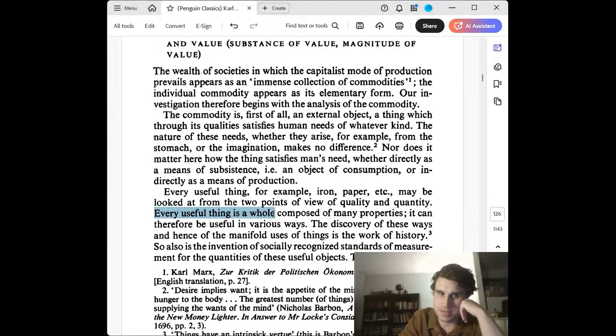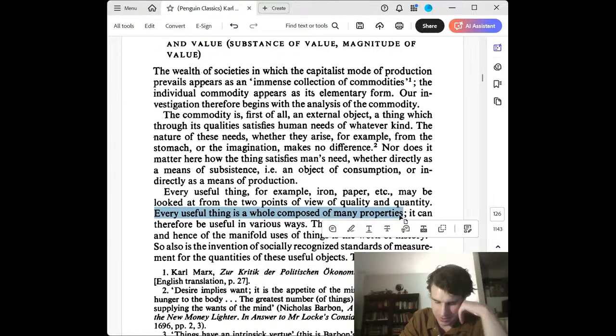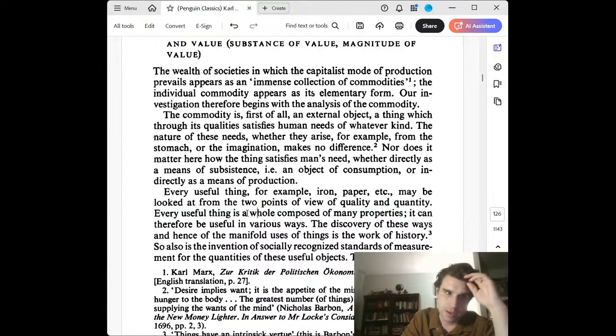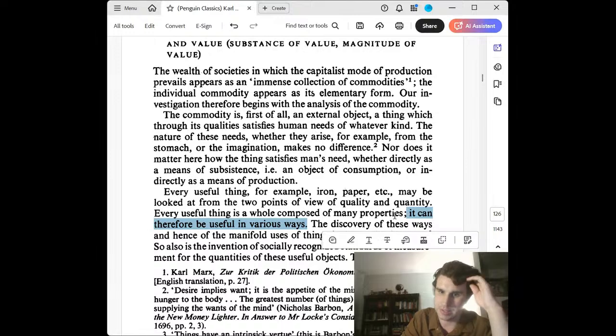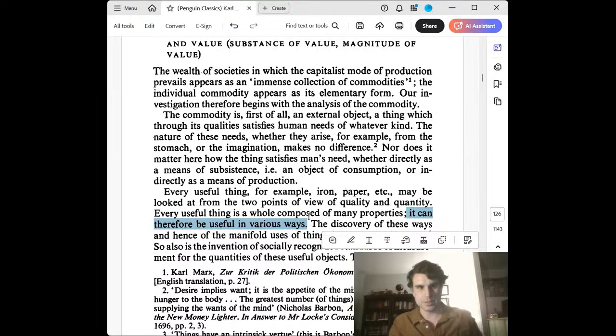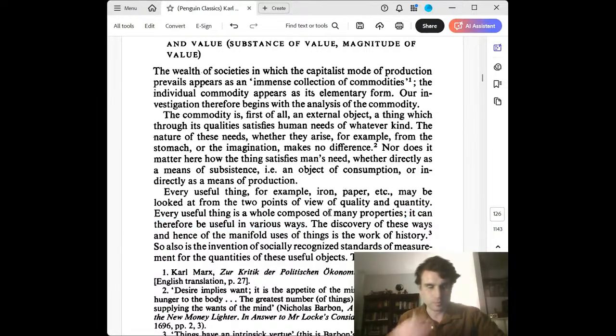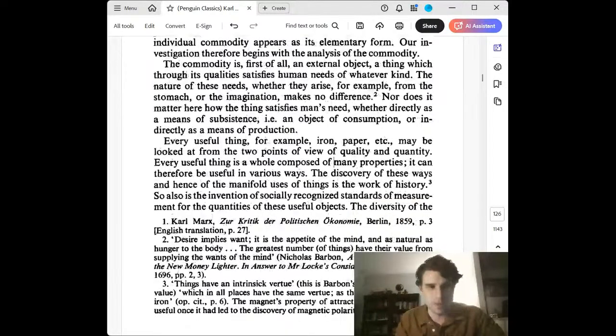Every useful thing is a whole composed of many properties. So here we go again, talking about properties as opposed to qualities. So things are a whole, but this whole is the unity of a multiplicity of properties. And because it has many properties, it can have many uses. It can be used in various ways, depending on these many properties. The discovery of these ways, and hence of the manifold uses of things, is the work of history.